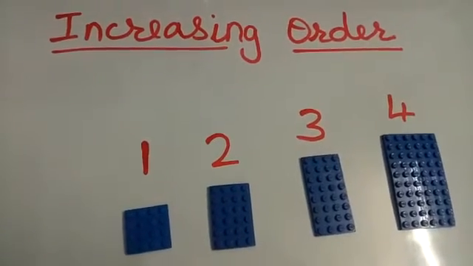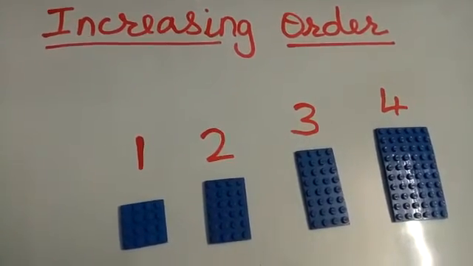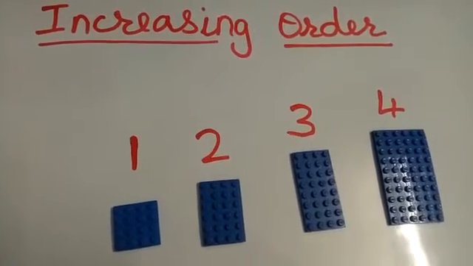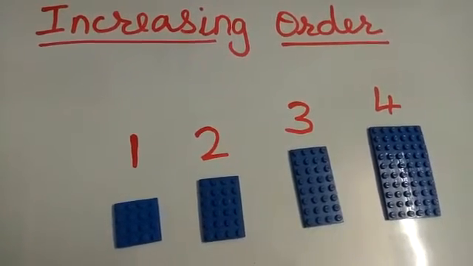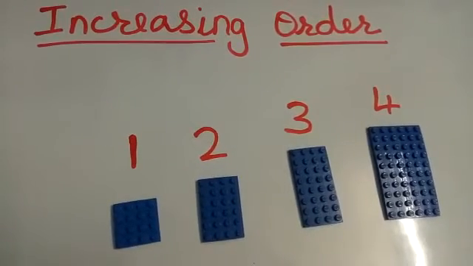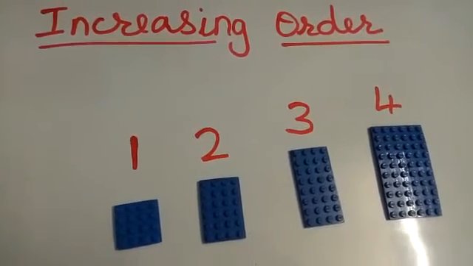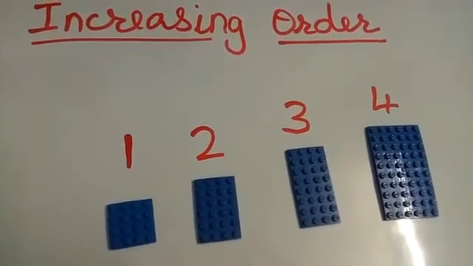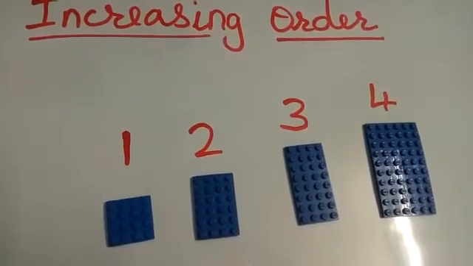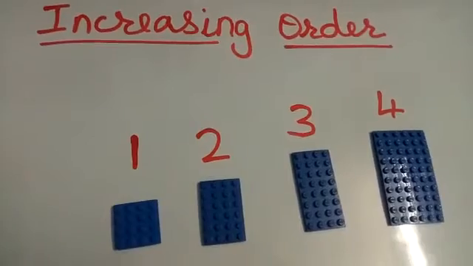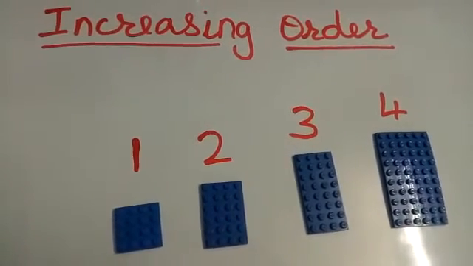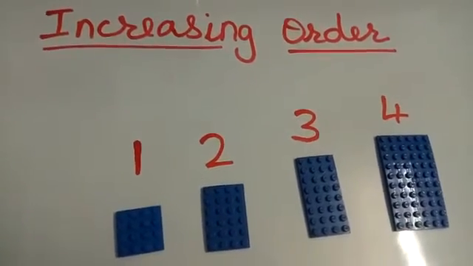Now our next topic is increasing and decreasing order. So increasing order means you have to arrange from smaller to larger, from smaller to bigger. So what is increasing order? In increasing order you have to arrange from smaller to bigger, from a smaller number to a larger number.